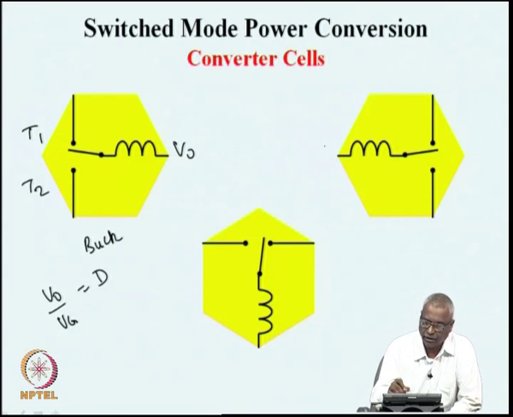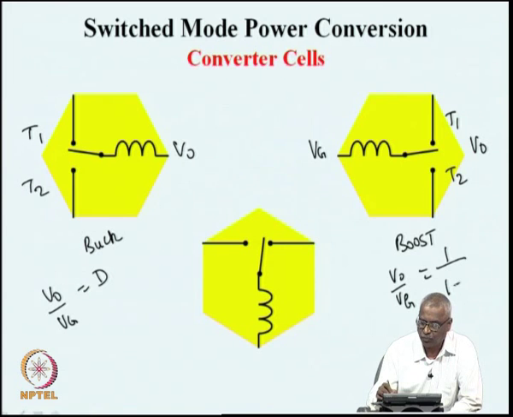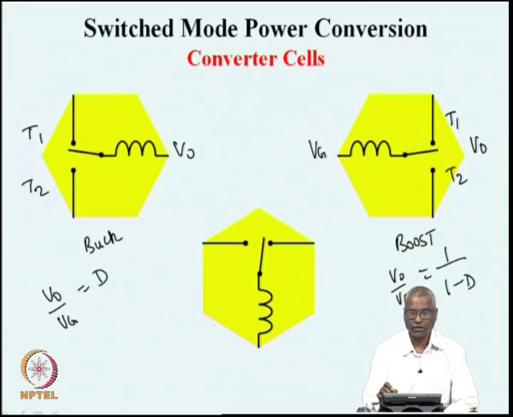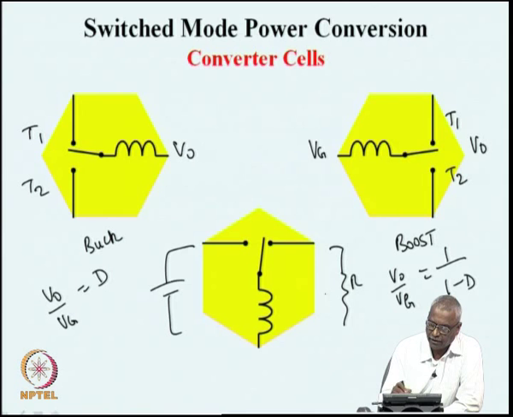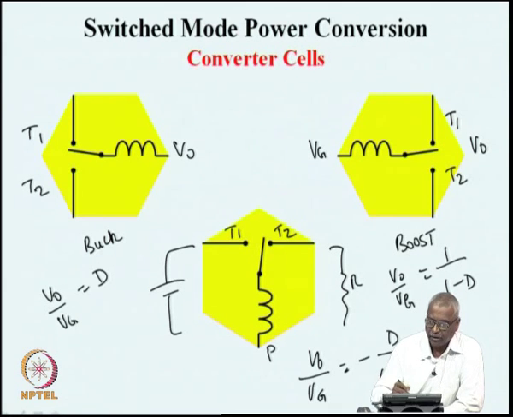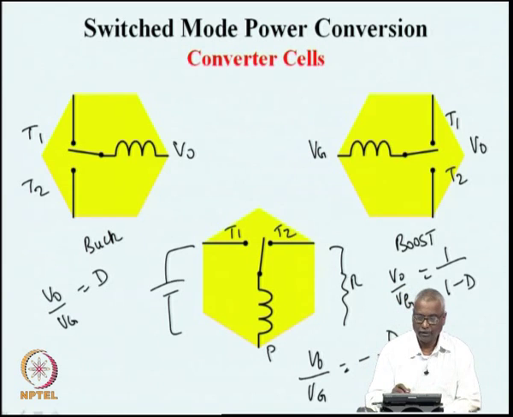Then we had also seen that if Vg is connected to the inductor end and V naught is connected to the throws, then this works as a boost converter, where V naught by Vg is 1 by 1 minus D in the ideal case. And now what we have seen is that the same cell can be connected in a third way. These are the three different ways in which the cell can be connected, where the source is connected to one side and the load is connected to the other side, and the common point is the pole of the switch and T1 and T2. And we had seen that in this case the ratio is minus D by 1 minus D. The output has a polarity which is negative of the input polarity, and the ratio is minus D by 1 minus D in the ideal case.